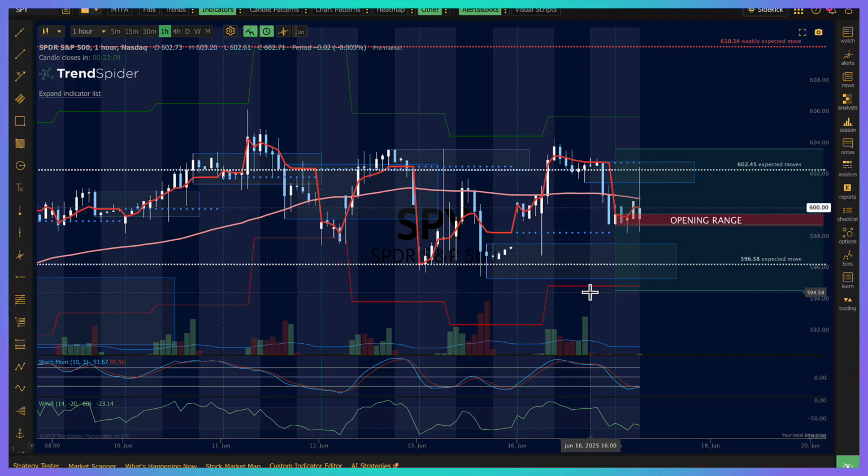Also into the high of the expected move at $602.45 and backed all the way down. What does this tell me? I got sideways price action. I need to wait on the bottom, the low of the expected move, $596.38, or the high. Otherwise, I don't have a trade here. Garbage.